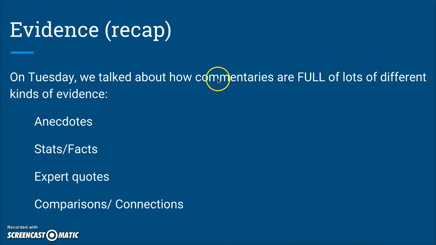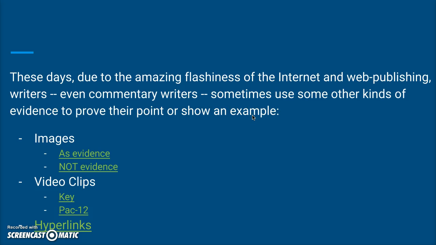So evidence we talked about could be anecdotes, it could be stories, it could be stats and facts, it could be expert quotes, or it could be just drawing a comparison between two things, saying, this is a lot like this other thing that happened, or this is a lot like this other situation. That's pretty basic, and those are awesome. We want to have a variety, we want to show lots of different types of evidence, but I want to look at some other kinds too.